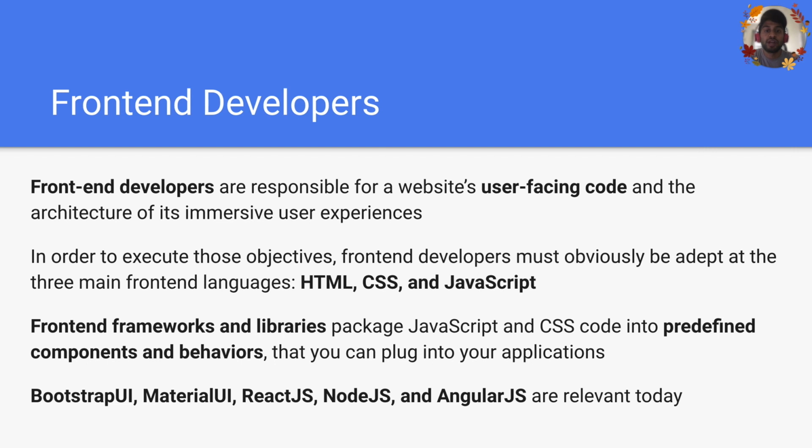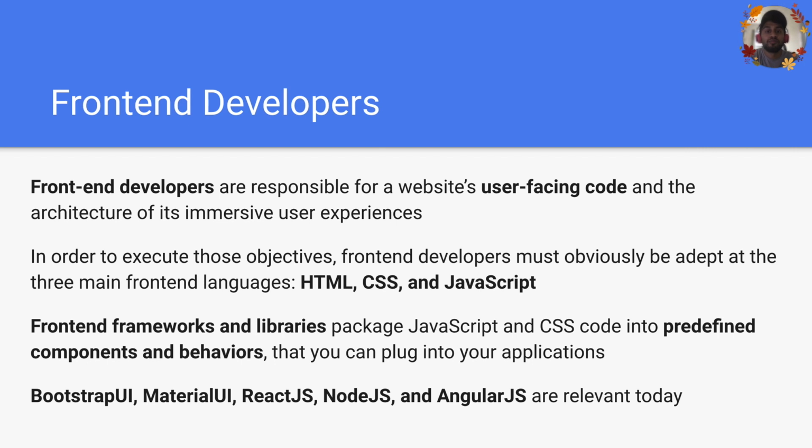What these frameworks and libraries do is they package CSS and JavaScript code into distinct and predefined UI components and behaviors that you can then plug into your application without needing to build everything from scratch each time. So let's say your application needs an interactive table that displays, filters, and sorts information. Instead of writing your own HTML, CSS, and JavaScript for this table from scratch, you can just import the React.js library and inject a pre-made React.js table into your page.